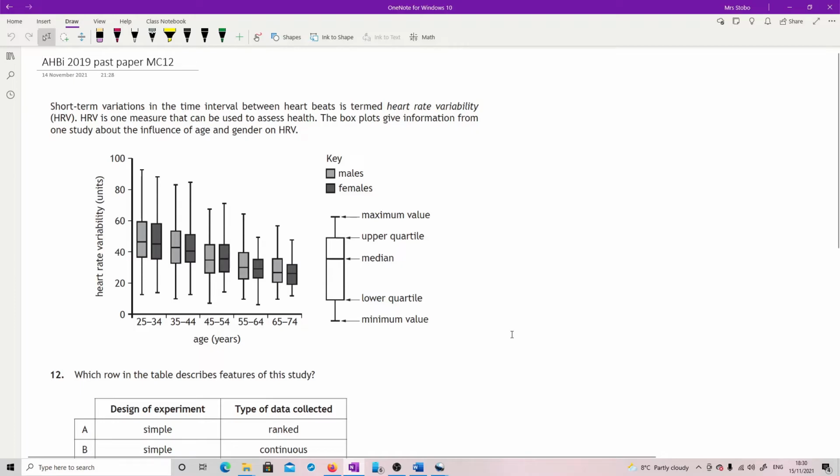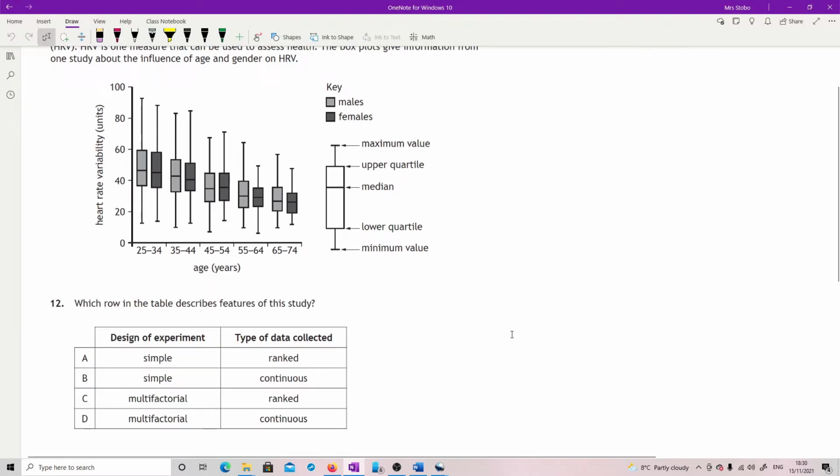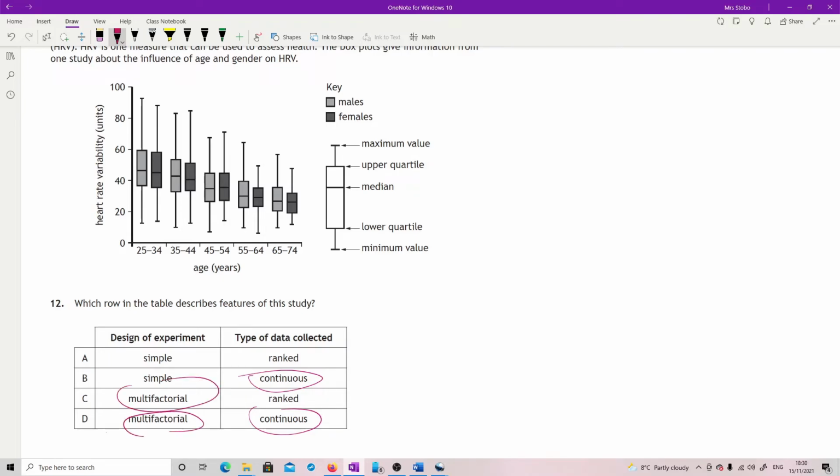Okay, so same data that you had for question 11. You're asked which row in the table describes features of the study. So the type of data that was collected, was it ranked or continuous data? Since we're doing a number, that has to involve continuous, okay? And because we have got several different things in here, we're looking at males, females, and we're also looking at age, it is multifactorial, so D.